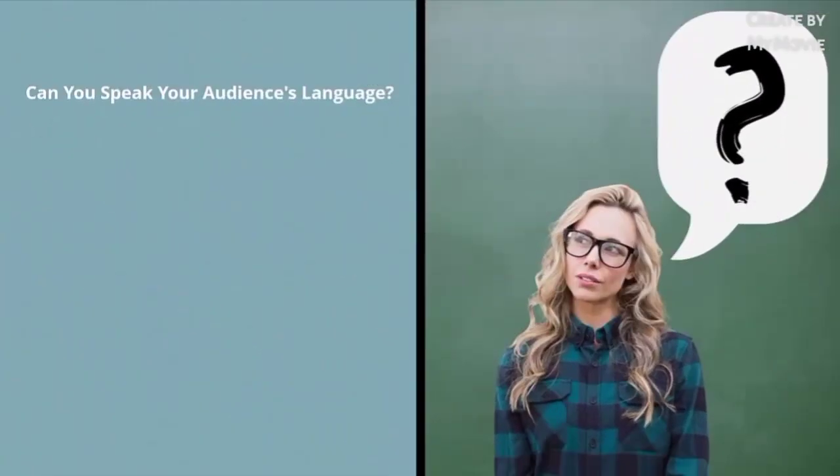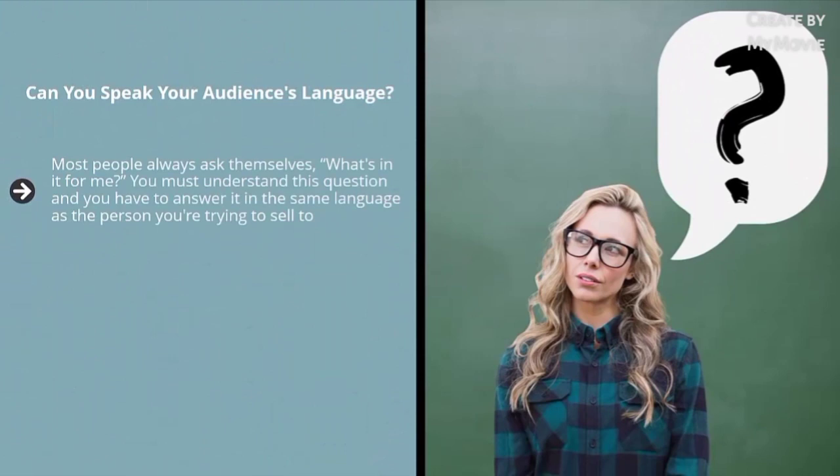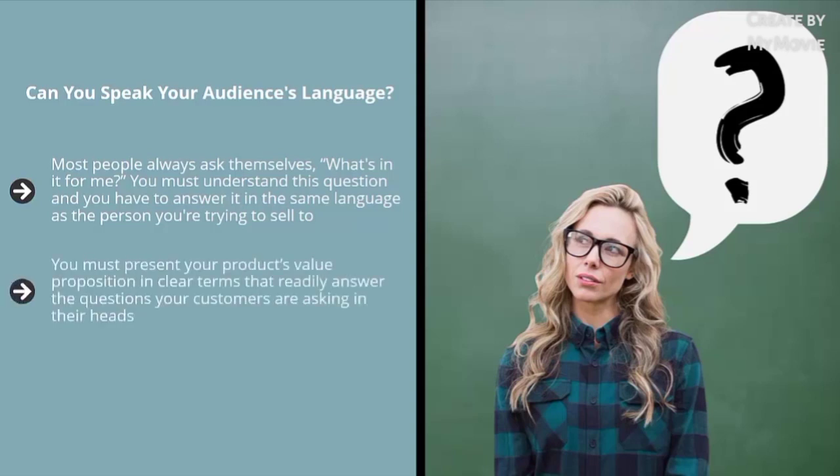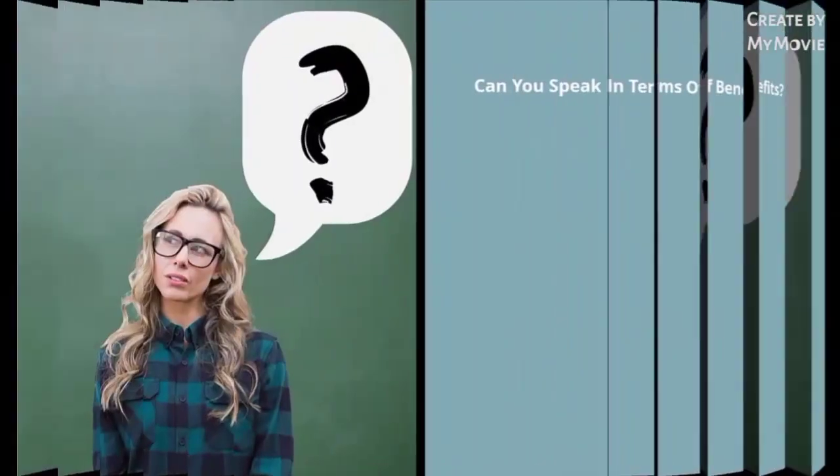Can you speak your audience's language? Most people always ask themselves, what's in it for me? You must understand this question, and you have to answer it in the same language as the person you're trying to sell to. Otherwise, you're not going to make a sale. It's just that simple. You must present your product's value proposition in clear terms that readily answer the questions your customers are asking in their heads.